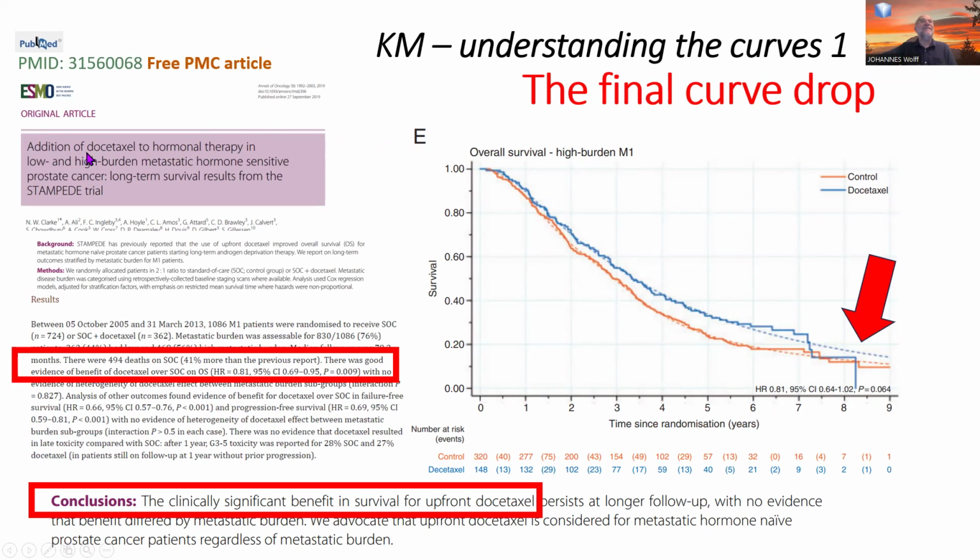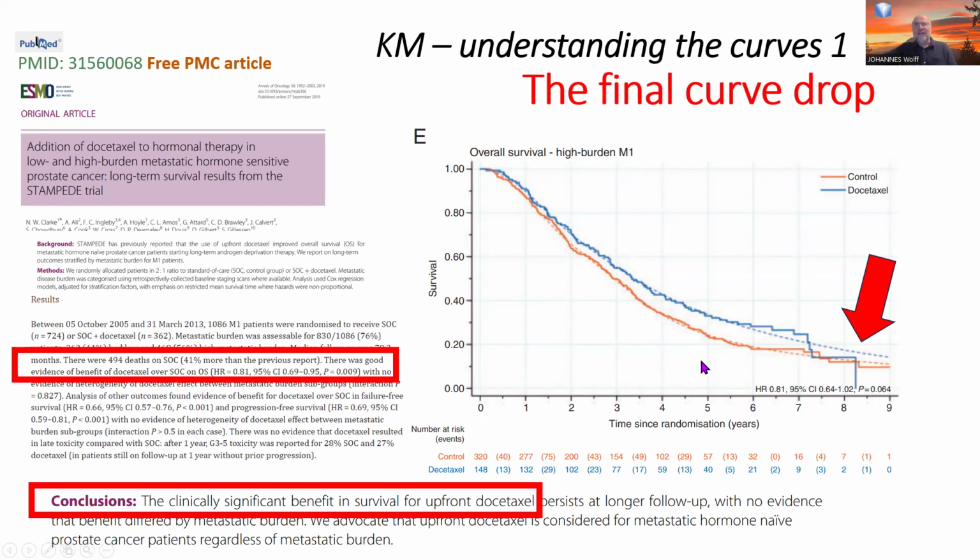Here, the addition of a chemotherapeutic agent to hormone therapy was tested. And you see, this is the docetaxel arm, that is the chemotherapy arm. Underneath is the control without docetaxel. And the conclusion also here is that there was good evidence for the benefit of docetaxel over standard of care. And again, a p-value well below 0.005.